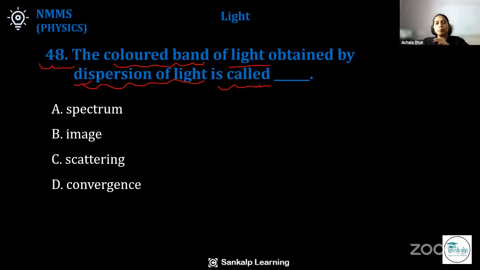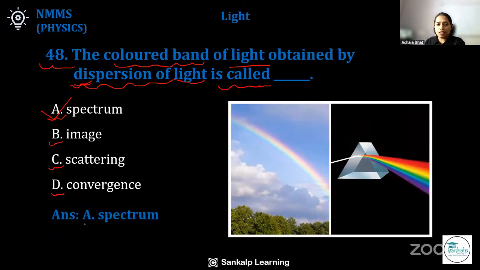Now that color bands are called option A, spectrum, B, image, C, scattering, D, convergence. Option A, spectrum, is the correct answer. This is called spectrum. Color spectrum is nothing but it is ordered arrangement of these colors, maybe in order of their energy or in wavelength or frequency. They are arranged in specific order.